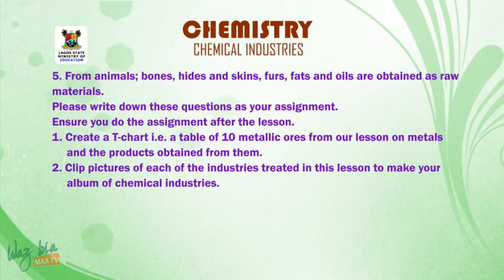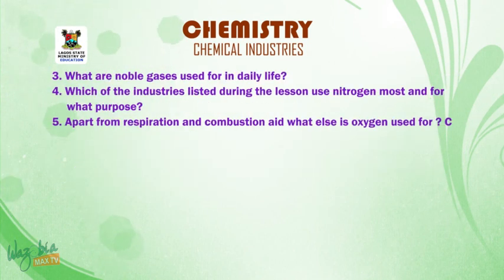Please write down these questions as your assignment. Ensure you do the assignment after the lesson. 1. Create a T-chart, that is, a table of 10 metallic ores from our lesson on metals and the products obtained from them. 2. Clip pictures of each of the industries treated in this lesson to make your album of chemical industries. 3. What are noble gases used for in daily life?